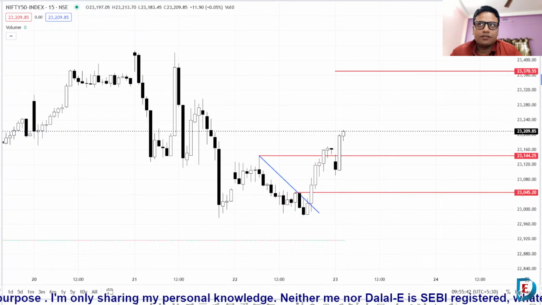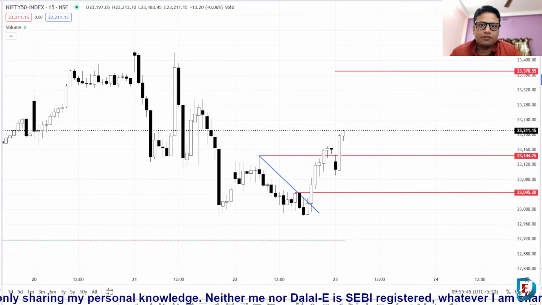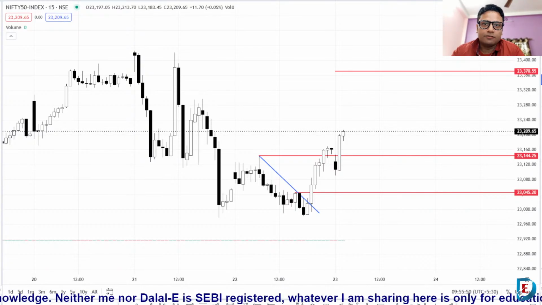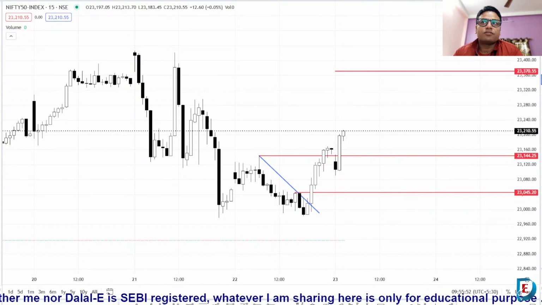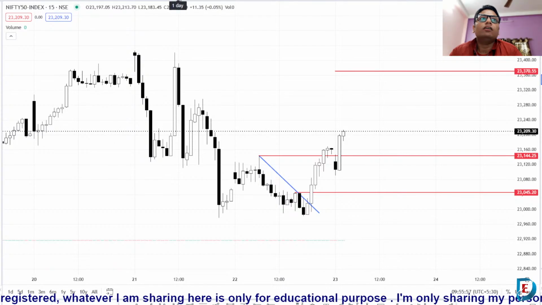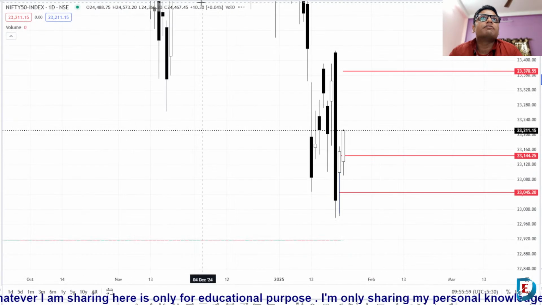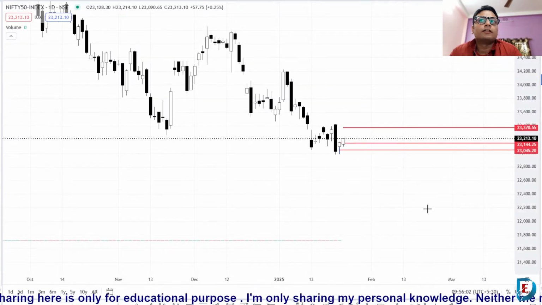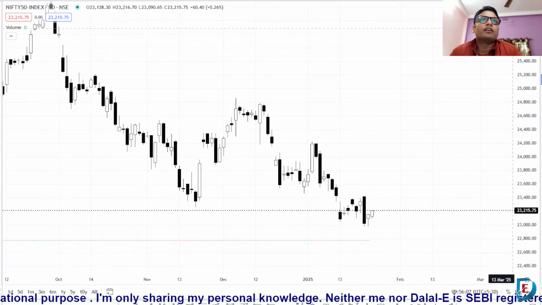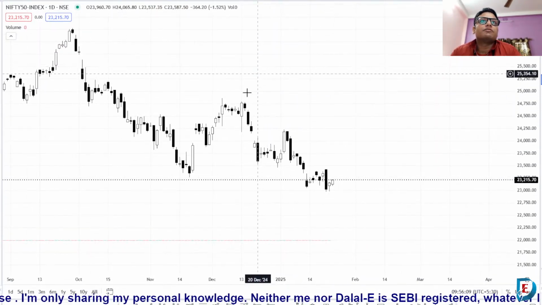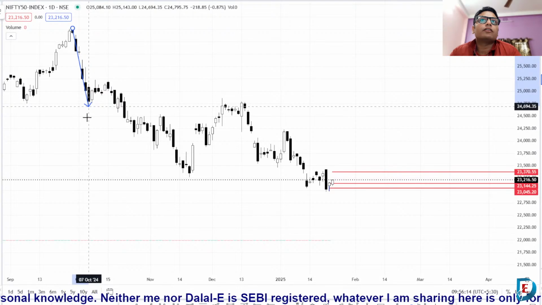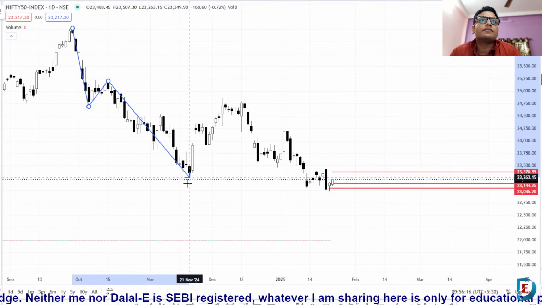Today we are going to discuss the current market scenarios, Nifty 50, Bank Nifty, and other stocks as well. So here we can see the chart of Nifty 50. Let's look at the daily time frame right now. Here we can see it's a clear downtrend. Nifty is trading like this.